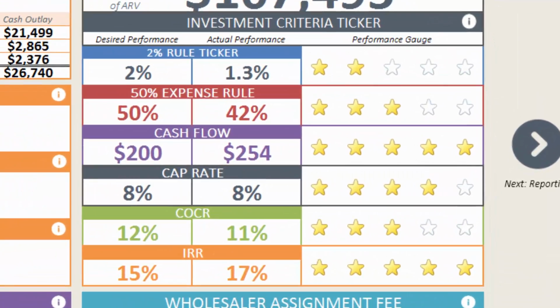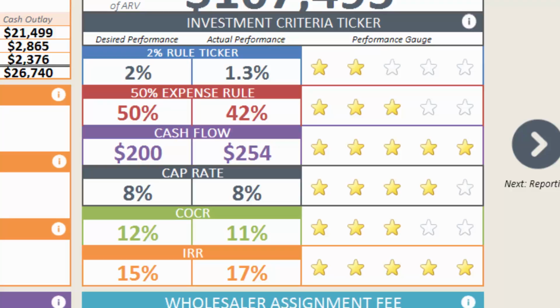The investment criteria ticker highlights 6 key investment metrics so you can compare your landlord's desired performance to the property's actual performance. The first criteria is the 2% rule, which states that monthly rental income should be 2% of the property purchase price. In this scenario, the property is only bringing in 1.3% of the property purchase price in monthly rent, so we are underperforming the 2% rule.